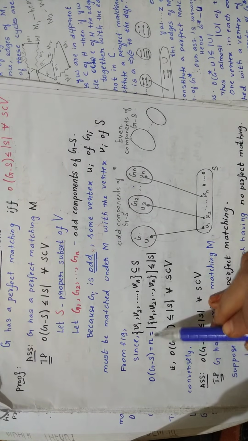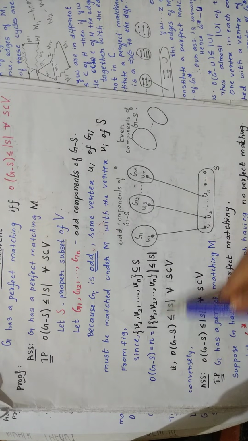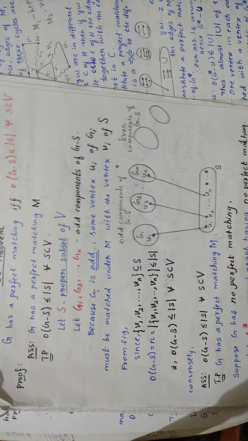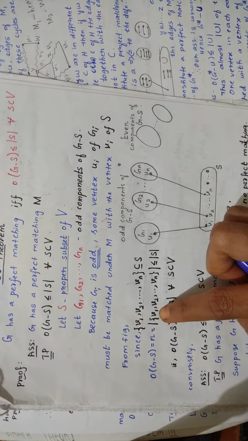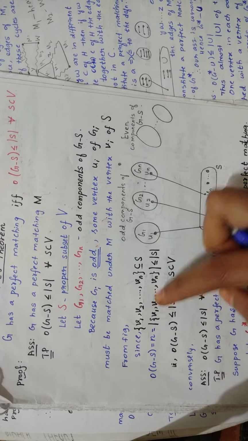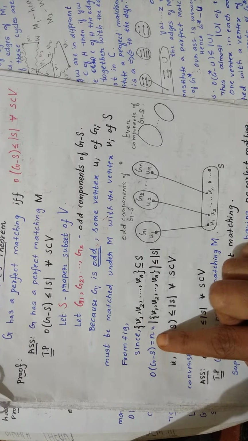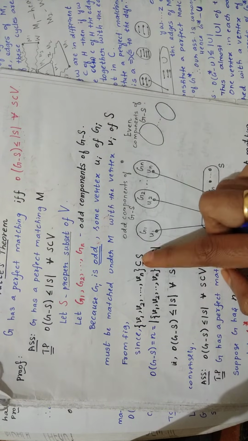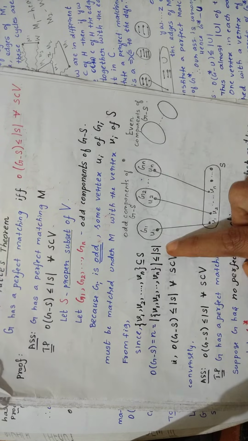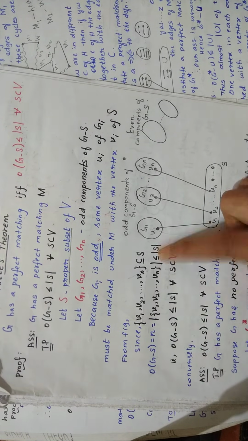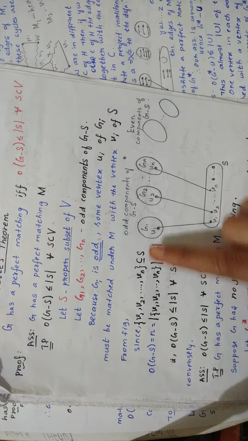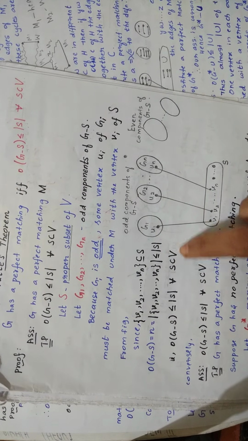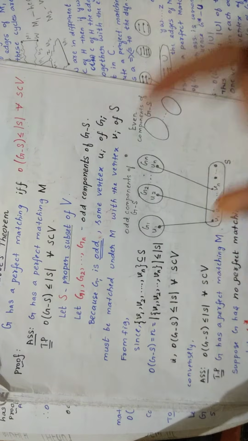This n is also the number of vertices V1 to Vn. The modulus means the number of vertices, so here also you have n vertices. So n is less than or equal to mod S, because V1 to Vn is a subset of S. Combining these, the number of odd components of G minus S is less than or equal to modulus of S, for all S subset of V. This is how you have proved the first part of this theorem.